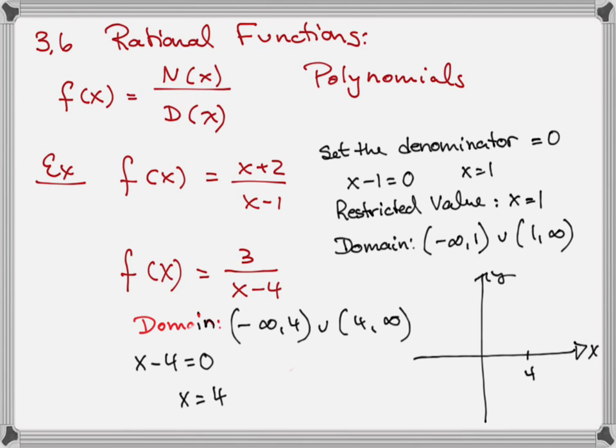X equals 4 is really a vertical line, and that vertical line you cannot cross or touch. Because if I were to graph this function, we're going to graph one in a couple minutes, it would come really close to this red dashed line, but it would never cross or touch. No crossing or touching.